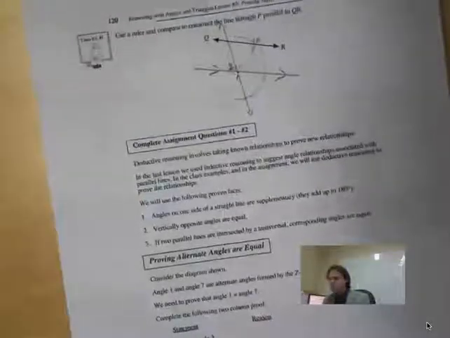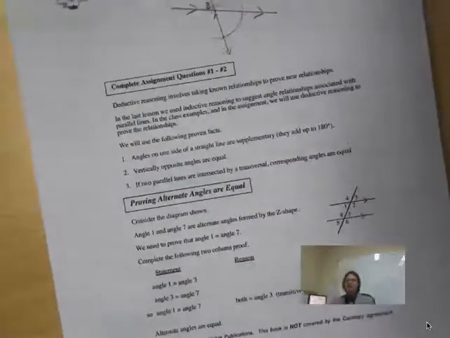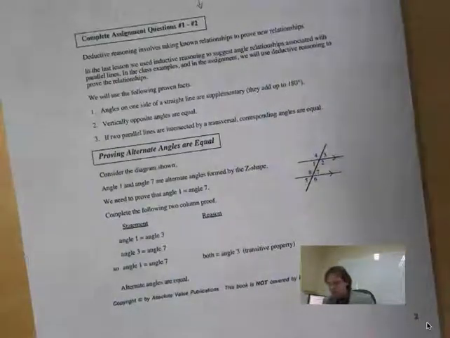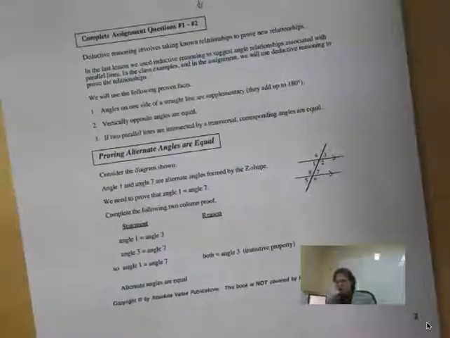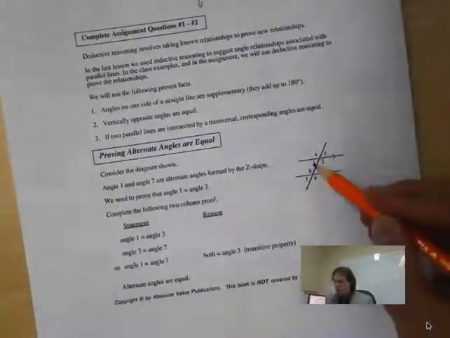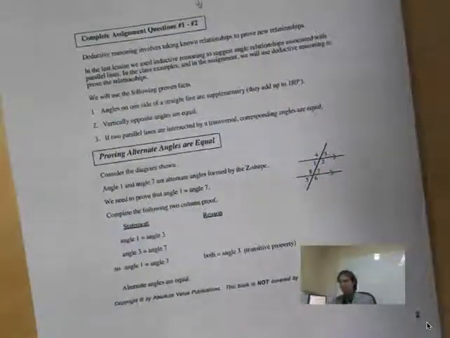All right. So next is proving alternate angles. Okay, so we're going to prove that alternate angles are equal. So here we go. Statement 1 says angle 1 equals angle 3. Well, what is the reason? Why does angle 1 equal angle 3?